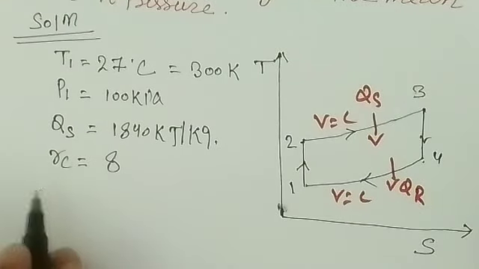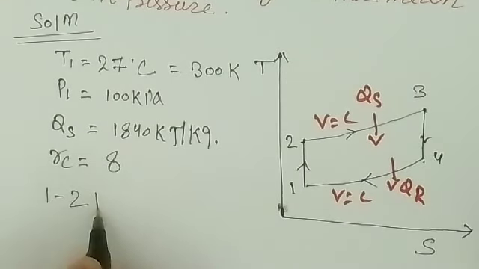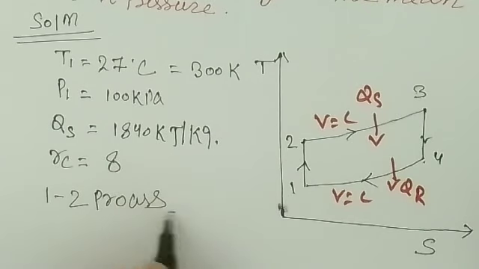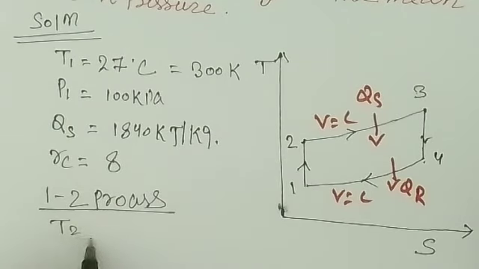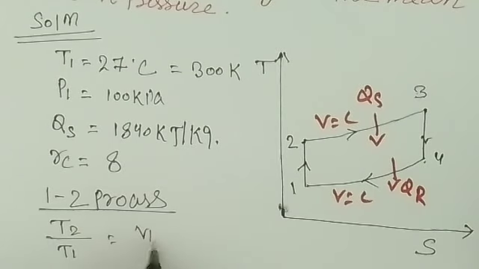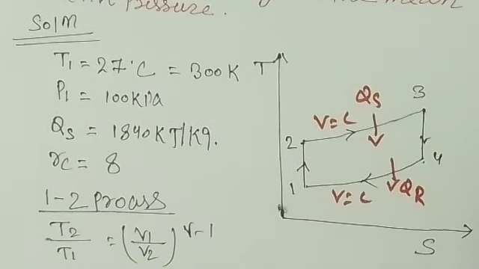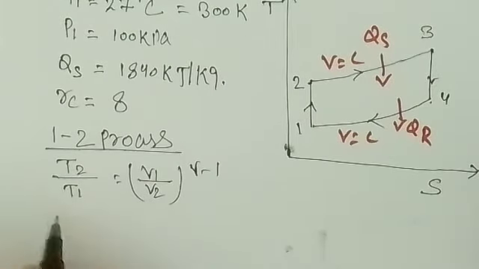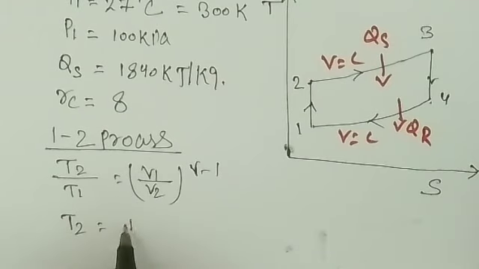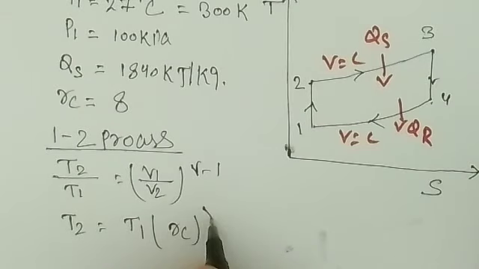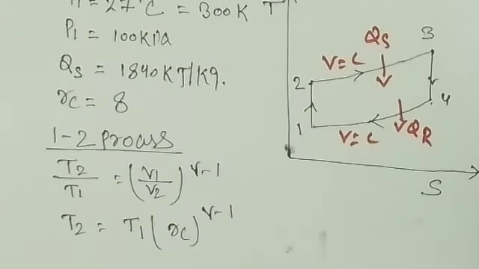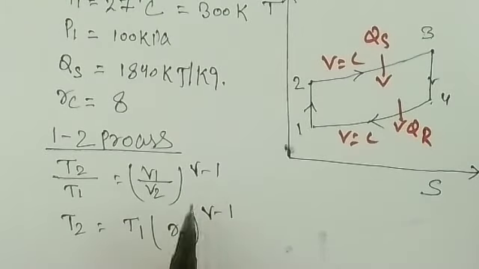First of all, I'll take the 1 to 2 process, right? For 1 to 2, T2 by T1 is equal to V1 by V2 to the power of gamma minus 1. That thermodynamic relation you know. So T2 is equal to T1 times V1 by V2, which is nothing but RC, the compression ratio, to the power gamma minus 1. Air is entering the combustion chamber, so for air the adiabatic constant, or ratio of specific heats, is 1.4. So T2 we can get.